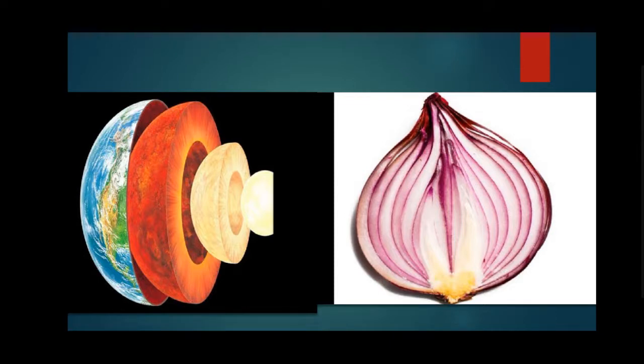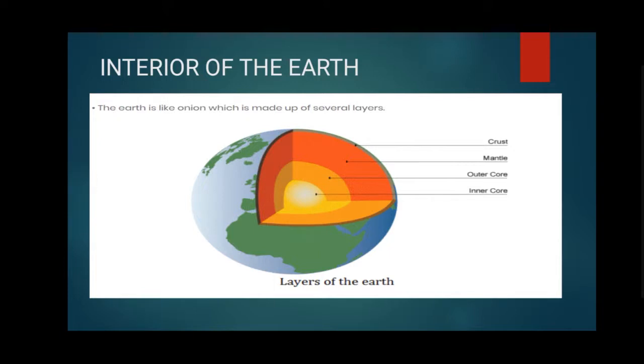Look at these two pictures. What comes to your mind? Yes, both are made up of many layers. Like an onion, our Earth is also made up of different layers. Interior of the Earth. As I told you, the Earth is like an onion, which is made up of many layers. Okay, children? So Earth is made up of three main layers.